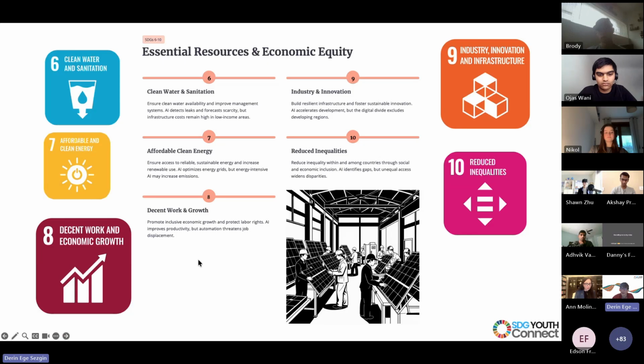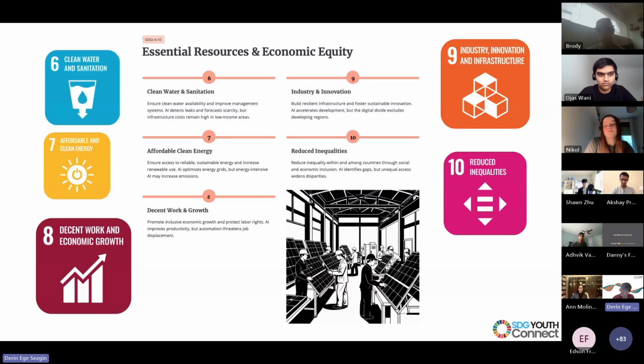Now, SDG 9, industry, innovation, and infrastructure. Building resilient infrastructure and fostering sustainable innovation is what defines this SDG. And AI can really accelerate development by scanning areas to determine where you should build a building, where you should build a hospital.